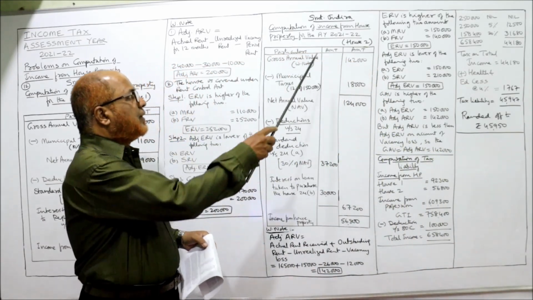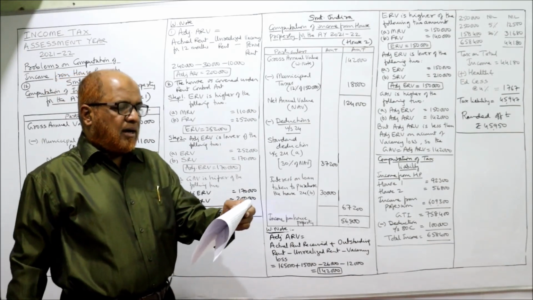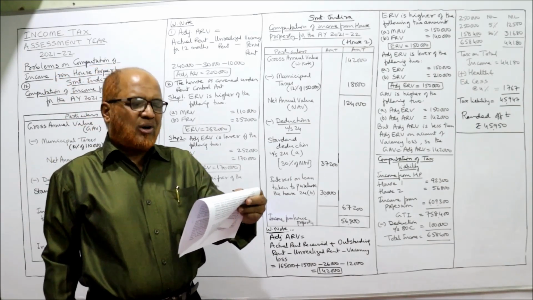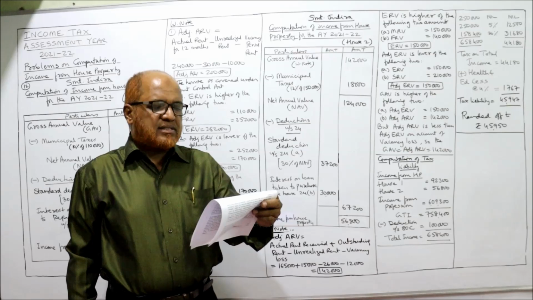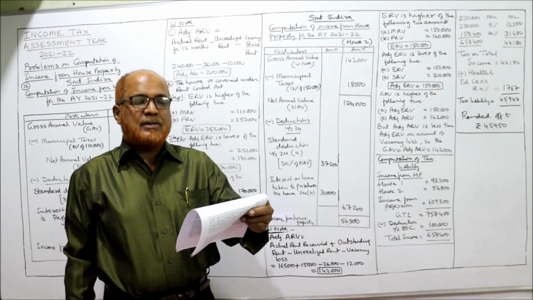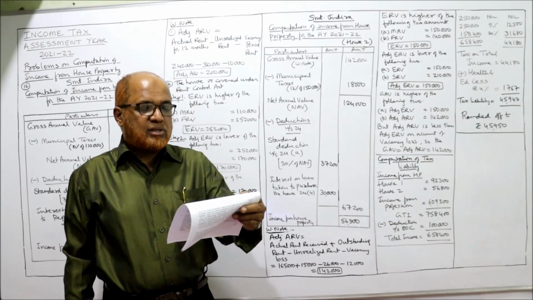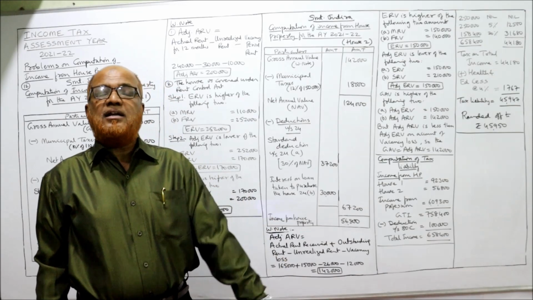So here you can see house number 2. Same format first of all we'll make. Now date of purchase not required. MRV is given, FRV is given, SRV, ARV. Interest paid on loan taken, municipal taxes 12%. And unrealized rent 26,000, vacancy allowance 12,000, outstanding rent is 15,000.